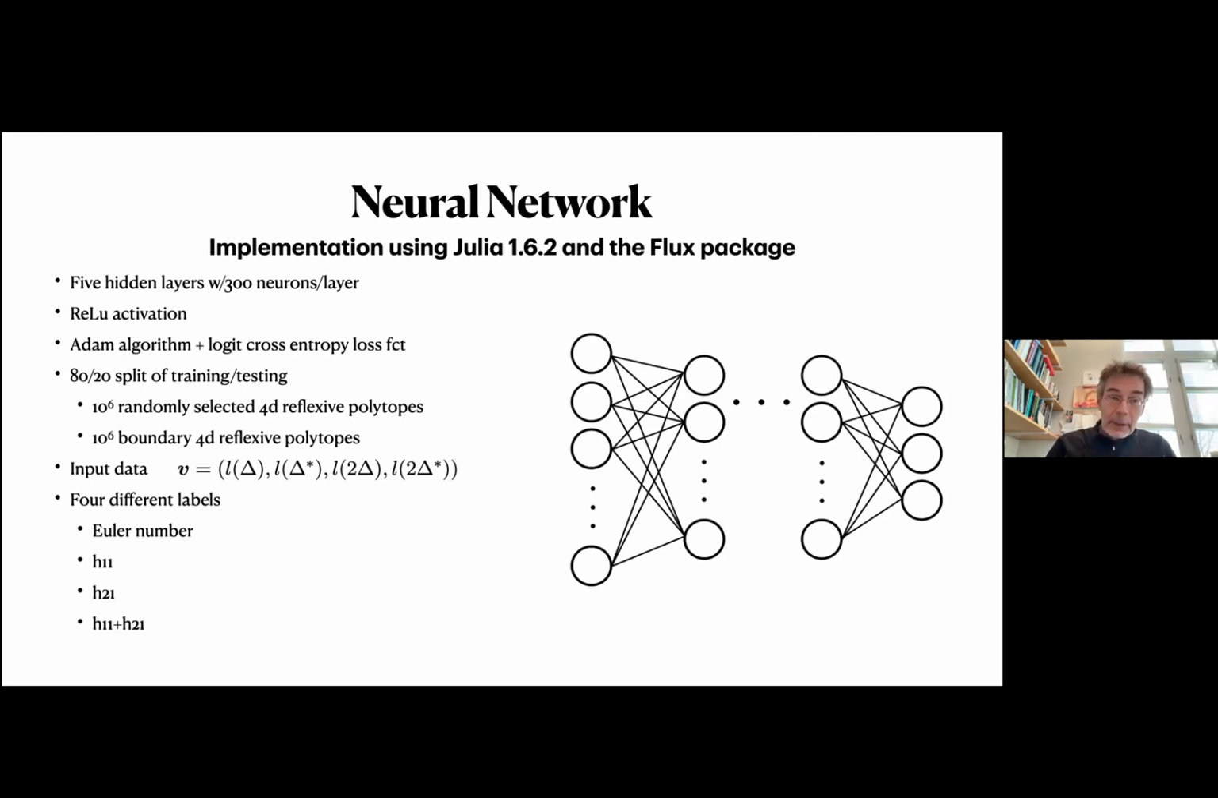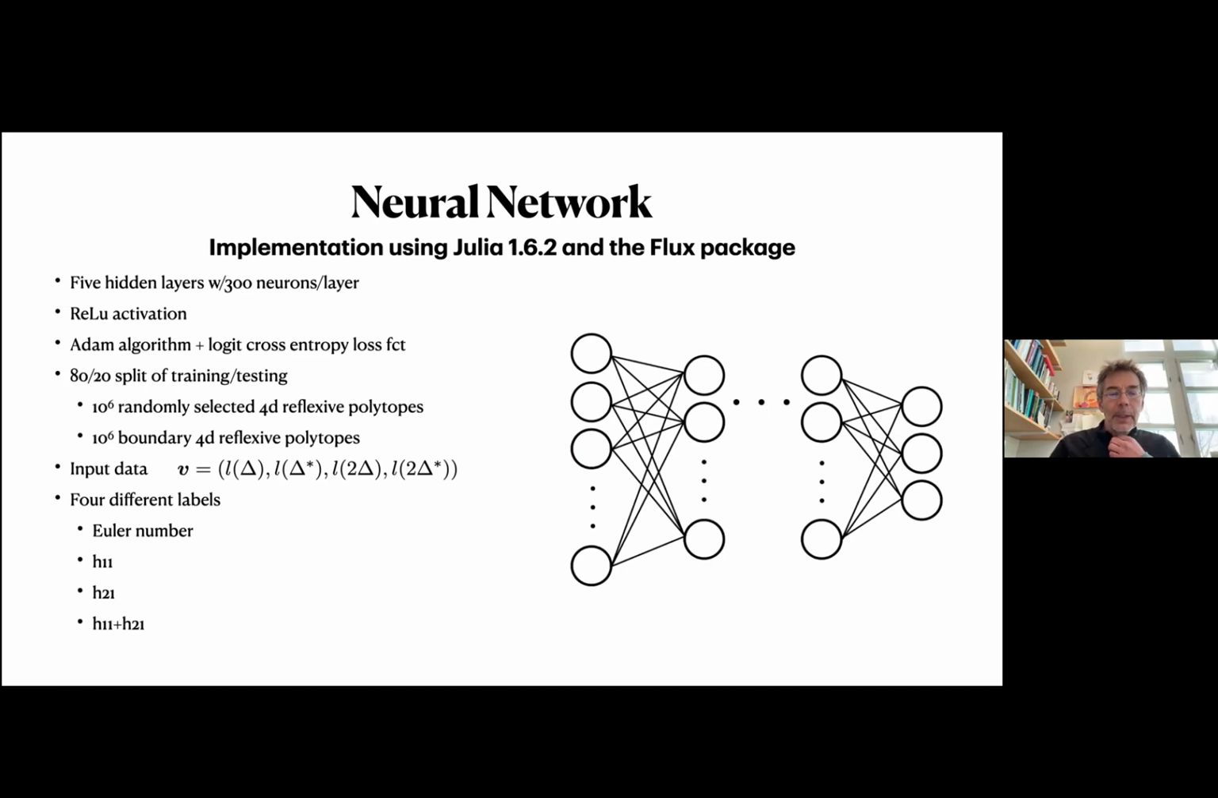in these 5 hidden layers, with each hidden layer having 300 neurons, and at the end of the day it's then giving a prediction for the different labels, depending on whether you're trying to train on the Euler number, h11, h21, or h11 plus h21. And here, of course, h11 and h21 are the number of Kähler and complex structure deformations, respectively. Now, what is the input data?